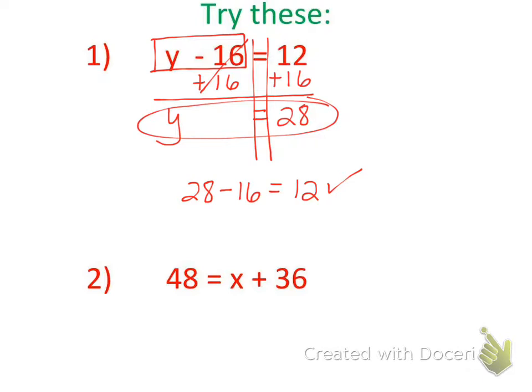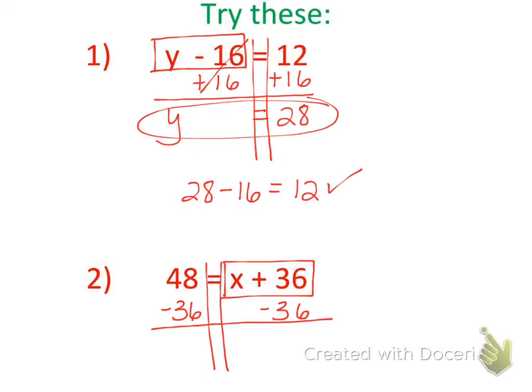Okay, so on the next one, we're going to box the x. So don't be bothered by the fact that the x is on the right-hand side this time. It doesn't matter. It doesn't affect it. Okay, line up your equal sign. Then what are we going to do? Are we going to add or subtract? Subtract. Because this number is plus 36, so we're going to have to do the opposite of that, which is minus 36. And whatever we do to one side, we have to do to the other side.